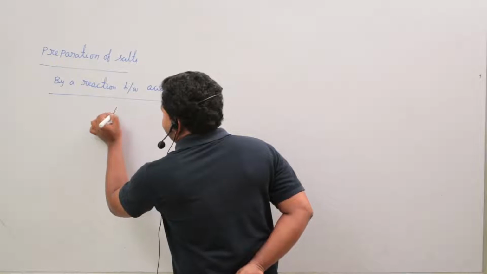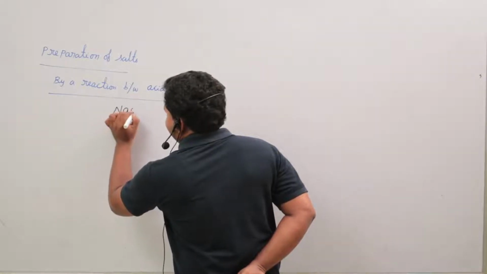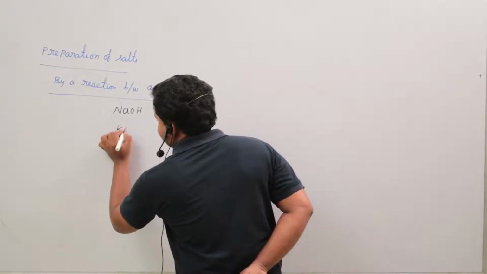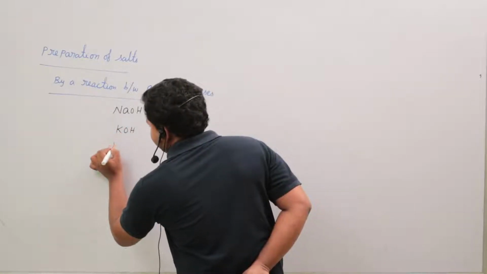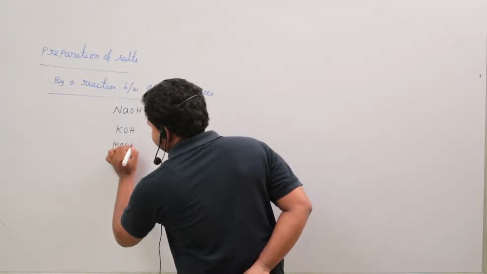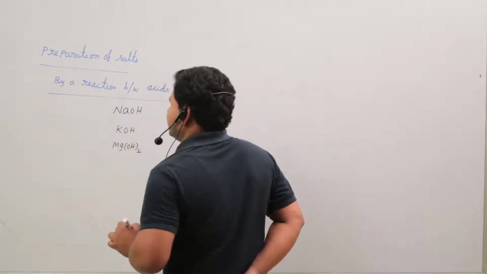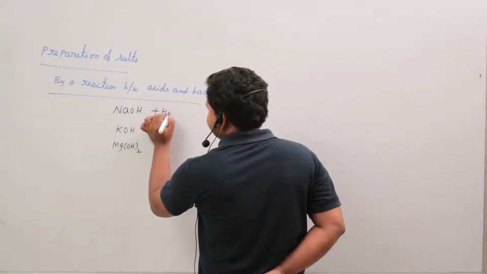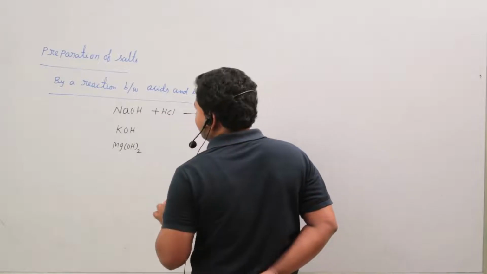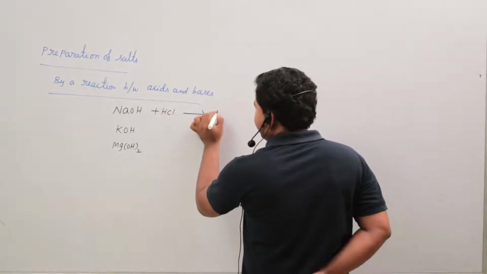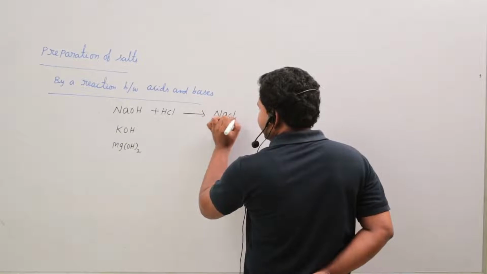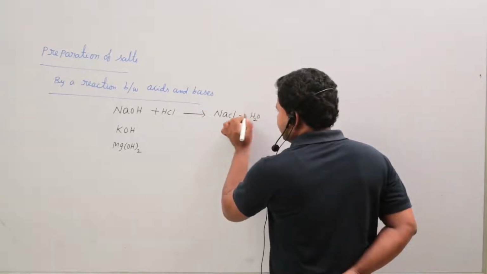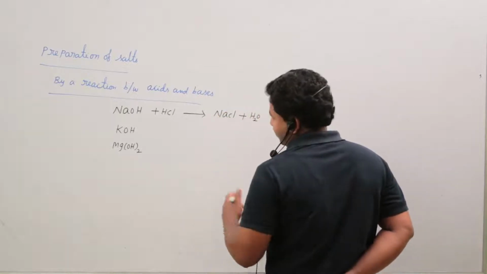For example, now we can take sodium hydroxide, potassium hydroxide, magnesium hydroxide. Sodium hydroxide is reacted with hydrochloric acid to the formation of sodium chloride. Sodium chloride formula is NaCl and water is produced. Sodium chloride salt is produced and water is produced.